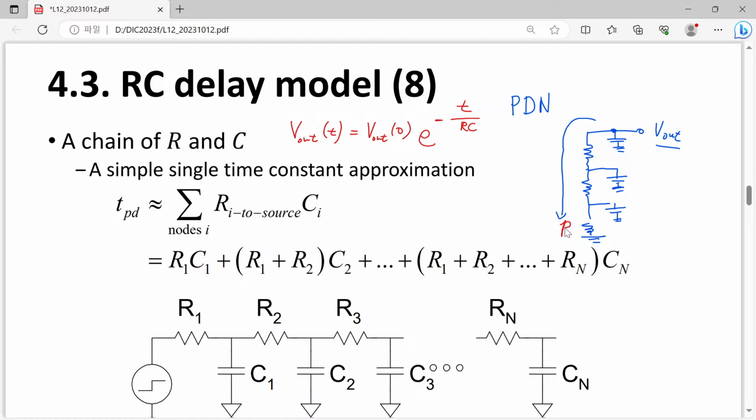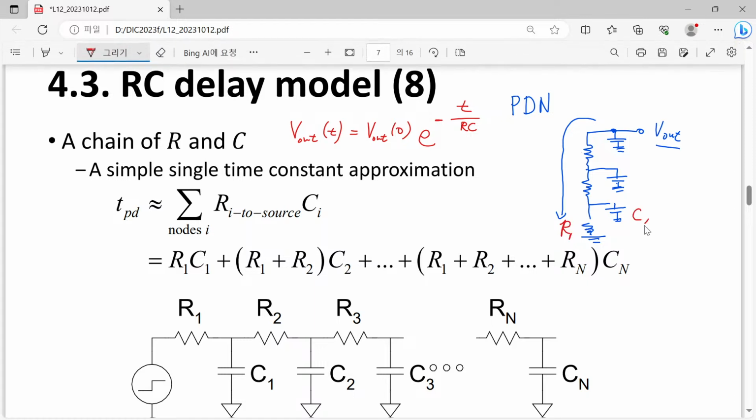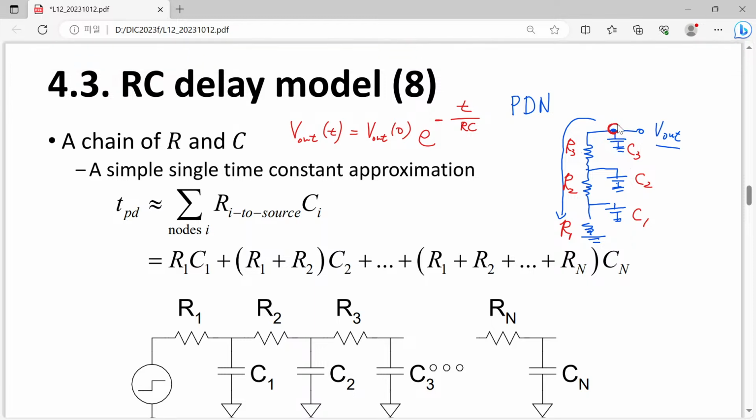A good approximation. Let's call it R1 and C1, R2 and C2, and finally R3 and C3. We are now talking about the discharging speed of this node. It is important: we are not talking about the discharging speed of this one or that one, we are working on this one. Are you with me? Although there can be many different node voltages, we are considering one specific node voltage.